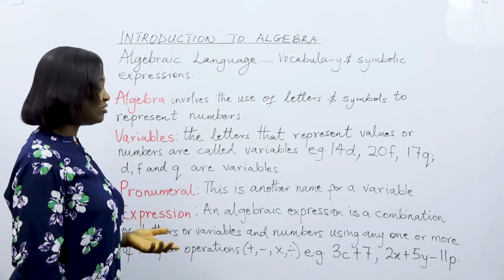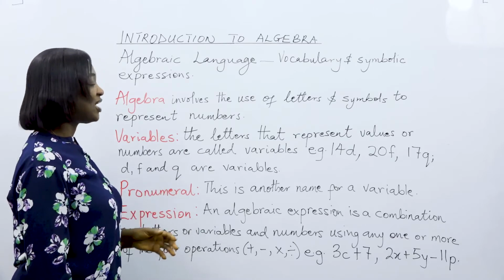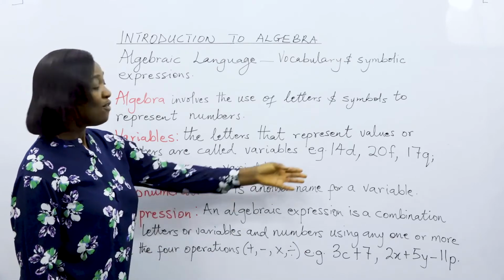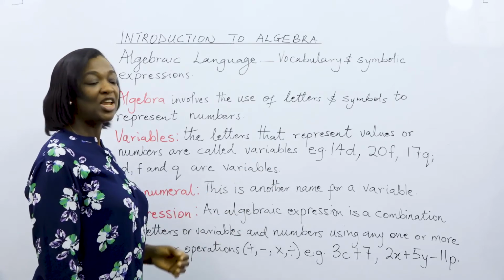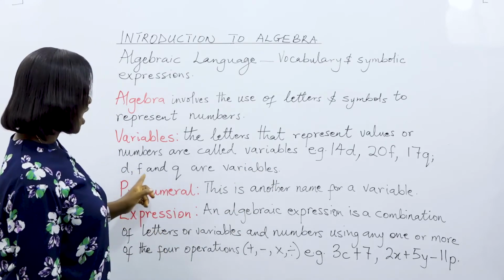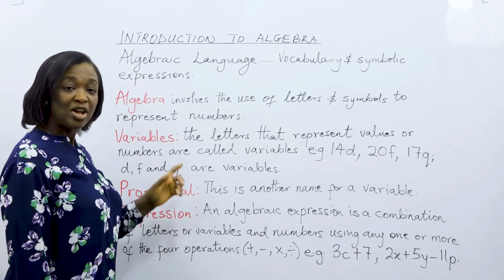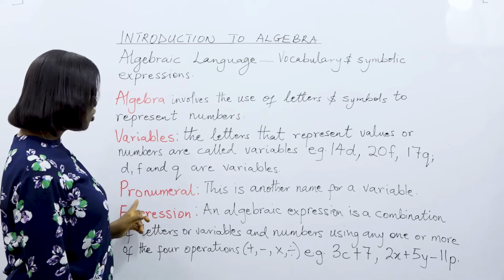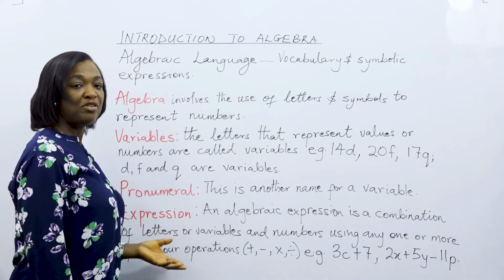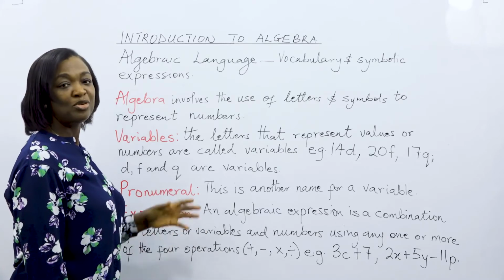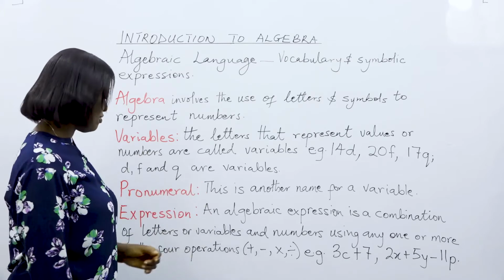Variables. What are variables? The letters that represent values or numbers are called variables, e.g. 14D, 20F, 17Q. D, F, and Q are variables. Another name for variables is pronumeral. In some books, they refer to the variables as pronumerals, so you don't think that they're two different things. Variables and pronumerals are the same.